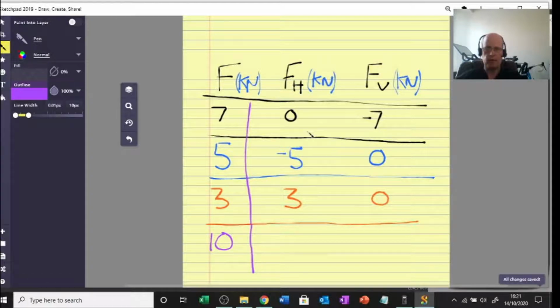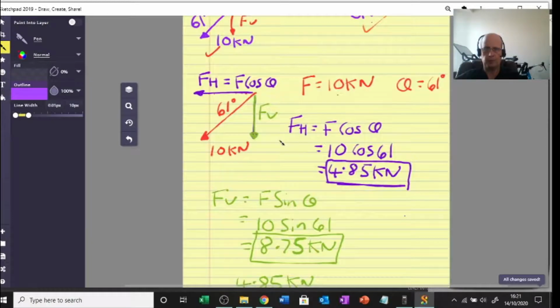So there's my 10. Now, don't forget we worked out the vertical and the horizontal component of this 10, and that's what we're going to put in. Here's my 10. We worked out the horizontal was 4.85. It's going that way horizontally, which we call plus for anything going that way, and minus for the other way. So it's going to be 4.85 horizontal, minus, because it's going to the left.